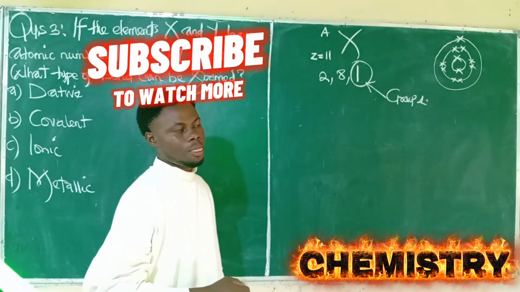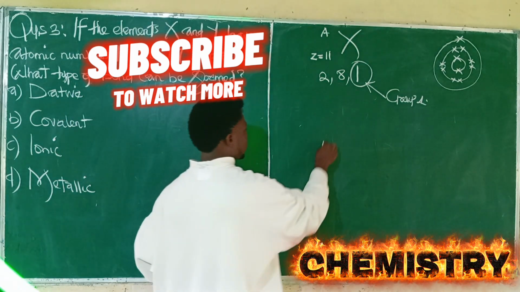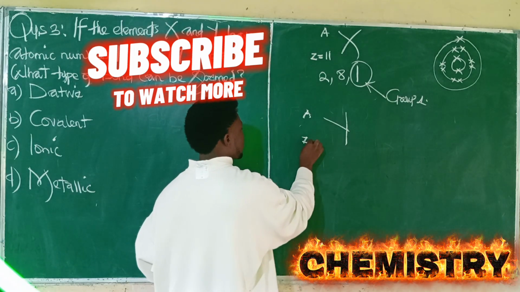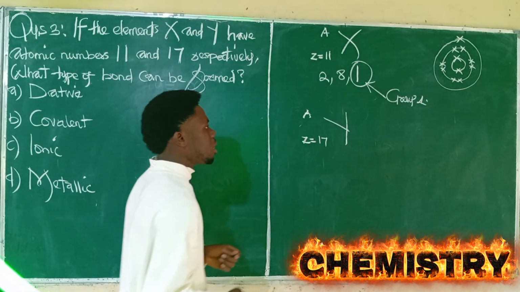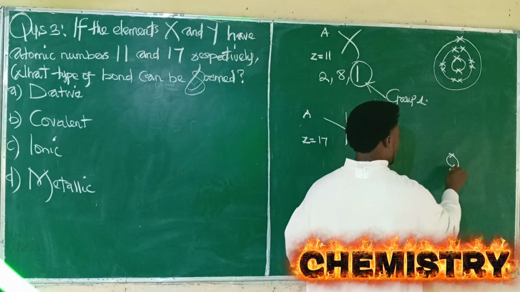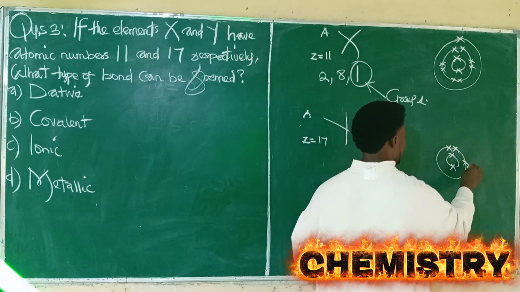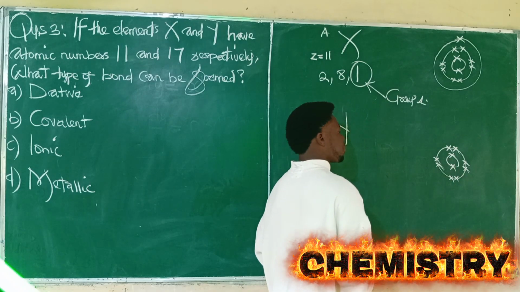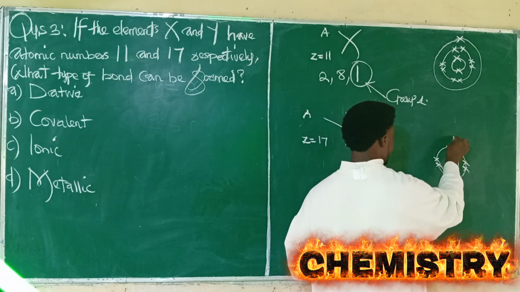of the element. So let's also consider the next element on the board, element Y. Mass number and the atomic number of the second element is 17. Using the electronic distribution, we have 1, 2, 3, 4, 5, 6, 7, 8, 9, 10. Remember, after the first shell, the next shell has the maximum of 8 electrons.